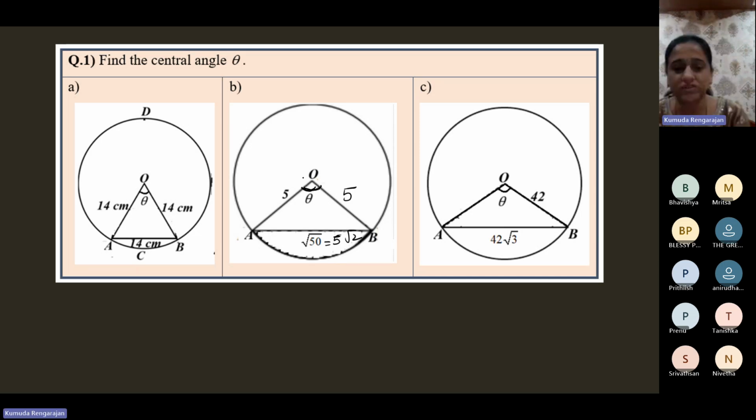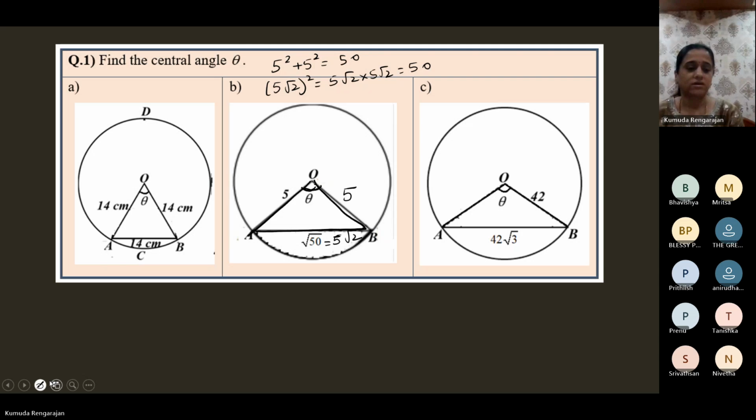So we'll find the sum of the squares of the other two sides. 5 squared plus 5 squared, 25 plus 25, 50. And then we'll find the square of the longest side separately. 5 root 2 into 5 root 2, which is 25 into 2, 50. So clearly, OA squared plus OB squared is equal to AB squared. Therefore, by converse of Pythagoras theorem, theta is equal to 90 degrees.